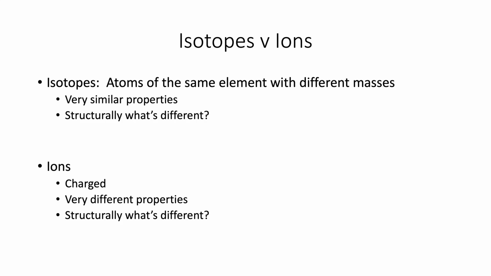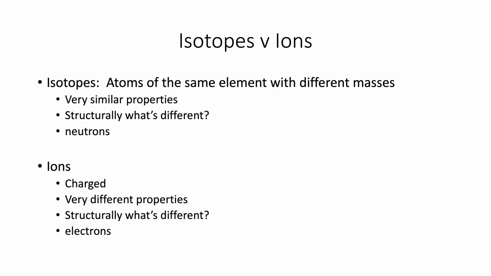All right, so just to summarize, isotopes: same element, different mass. If the mass is different but the element's the same, what's different structurally? Well, if the element's the same, the number of protons is the same, therefore what must be different is the number of neutrons. If you change the neutrons, the properties don't change very much. They have very similar properties. Ions are charged. They have very different properties. And structurally, what's different between an atom and an ion? That is the number of electrons.